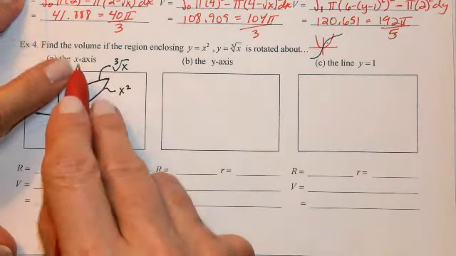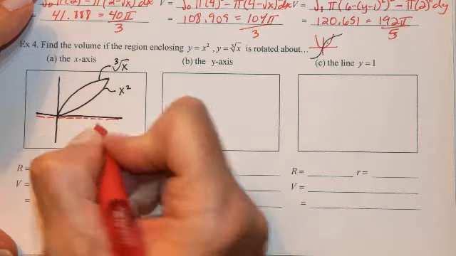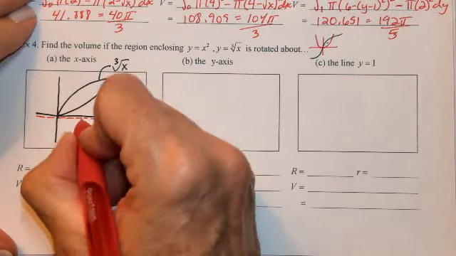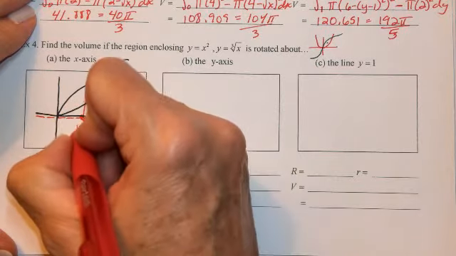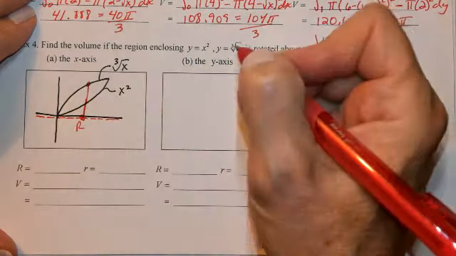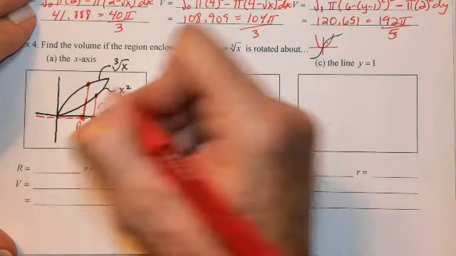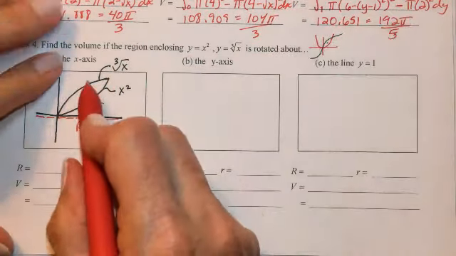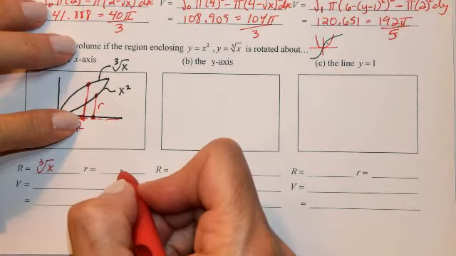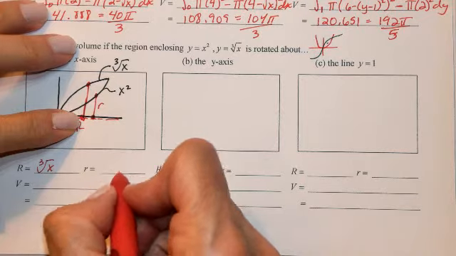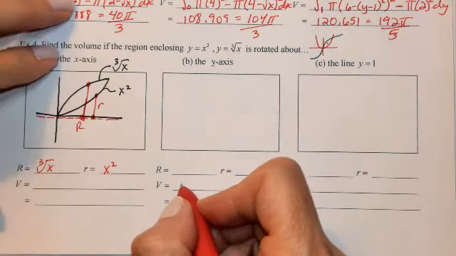All right. Dotted line on the axis of revolution every time. From your axis of revolution to the far side of your region is your big R. Axis of revolution to the close side of your region is your little r. So big R here is the cube root of x minus 0, which is just cube root of x. Little r is x squared minus 0, which is just x squared.